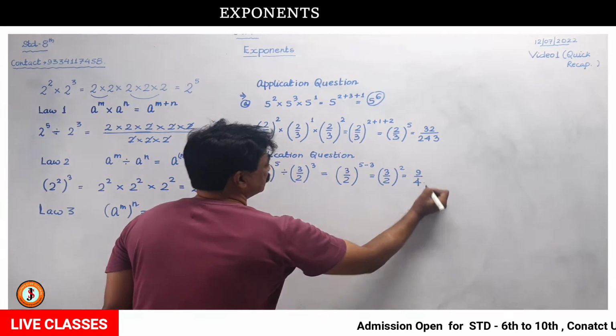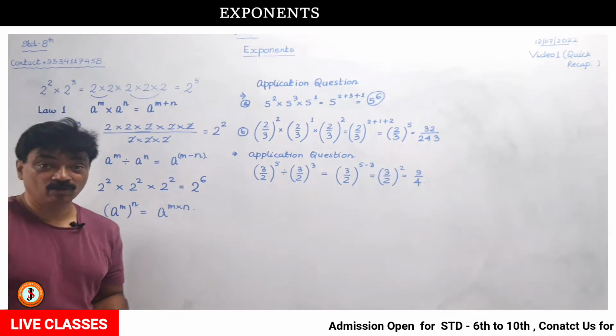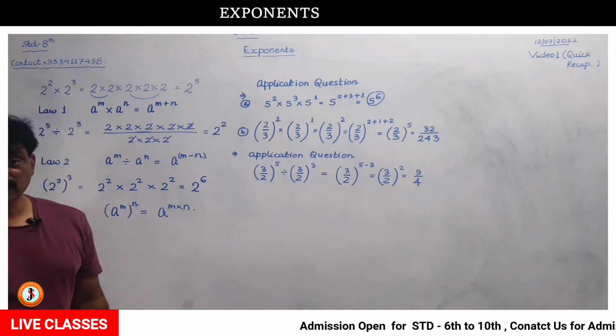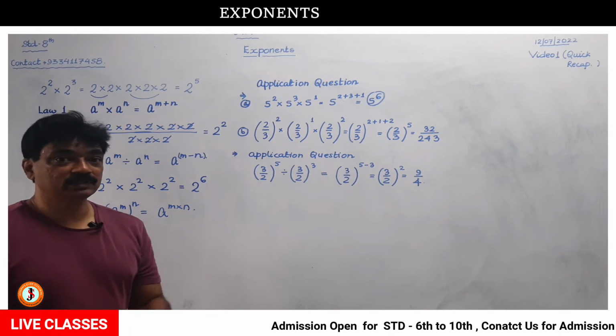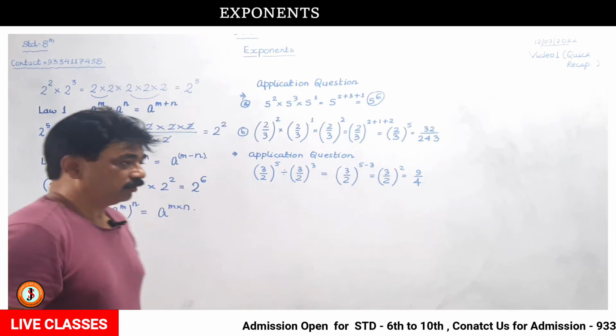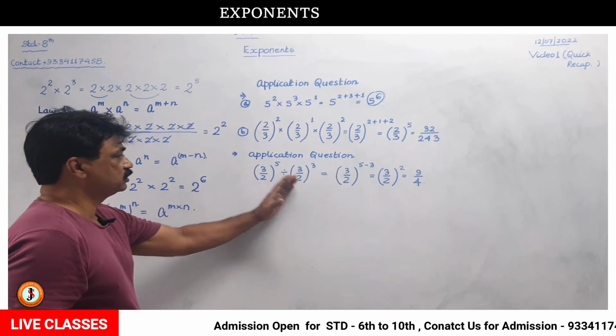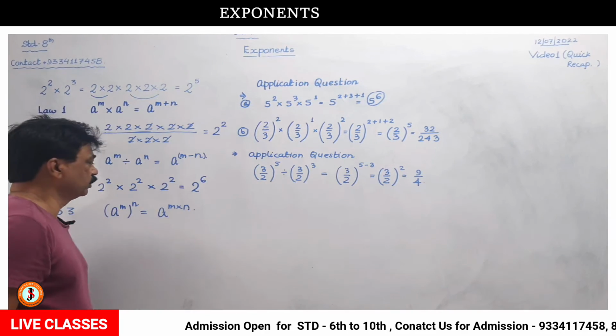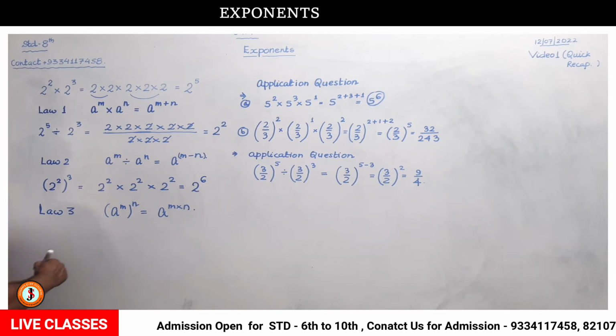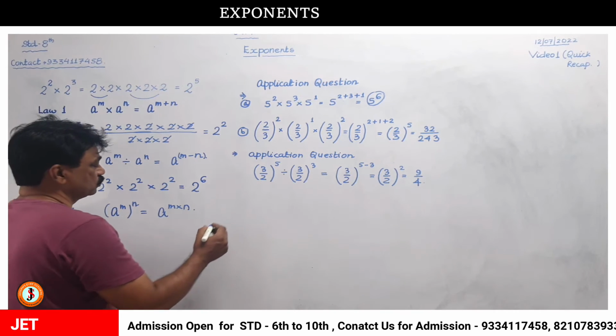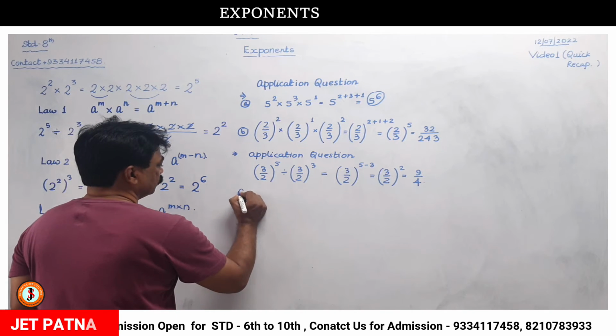One basic understanding you should have when you are applying laws is that laws are used only when the bases remain the same. That means if your base is 3 by 2, then only we can apply. Now the next one is law 3, a to the power m, all to the power n. Now suppose I have an application question for the third law.